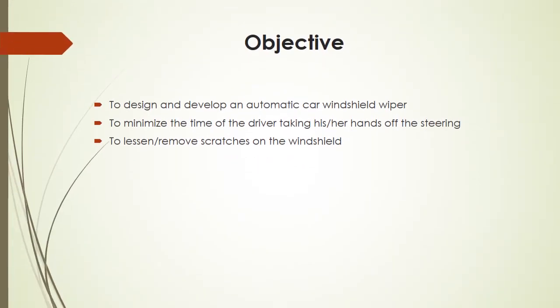For this page we will be talking about the objectives. The objectives of this project are, first, to design and develop an automatic car windshield wiper. The second is to minimize the time the driver takes his or her hands off the steering, and the last is to lessen or remove scratches on the windshield.